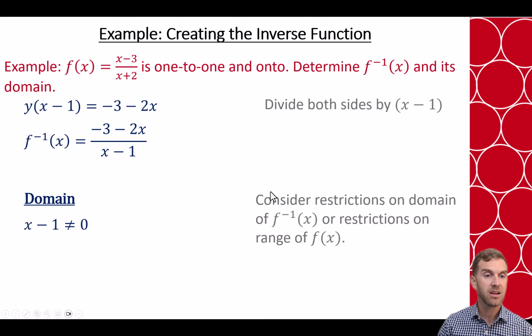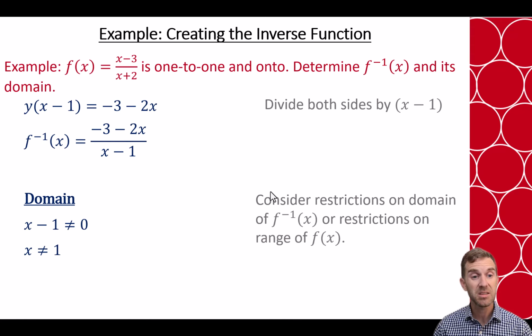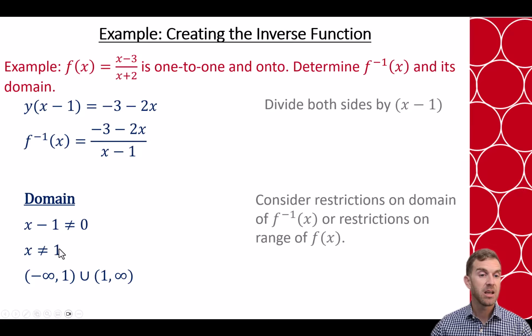So let's set that up. That means x cannot equal 1 because 1 minus 1 would give us 0. So if we have to do that, we write the notation as negative infinity to 1, union, so we use a union symbol, 1 to infinity.